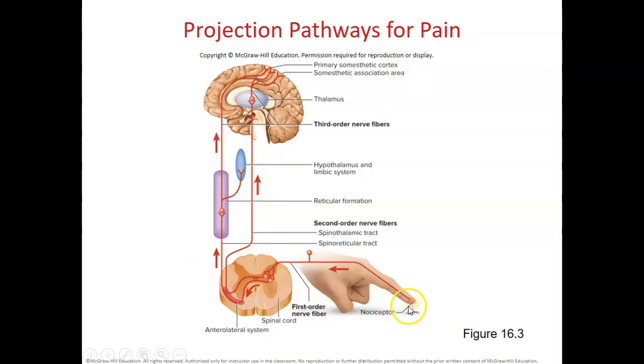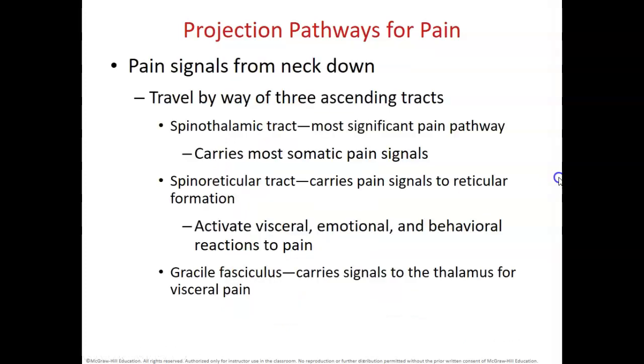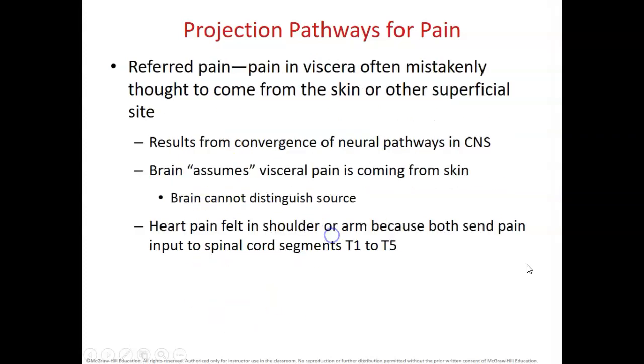The nociceptor will sense the pain signal. The first order neuron will deliver that signal into the spinal cord through the second order nerve fibers. The signal will be delivered up to the thalamus, where the third order neurons are located. Through the thalamus, the signals will be further delivered into the post-central gyrus in the cerebrum. The pain signals from the neck down travel through three ascending tracts. Those three ascending tracts include the spinothalamic tract, spinal reticular tract, and the gracile fasciculus tract. We have talked about those tracts in the Bio350 course.